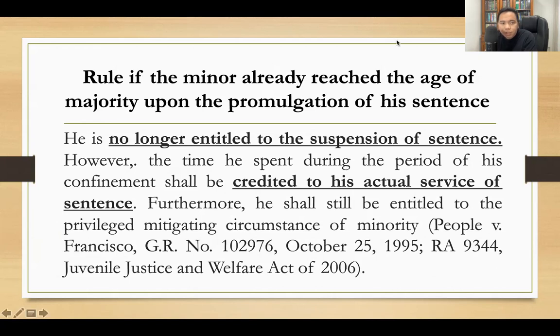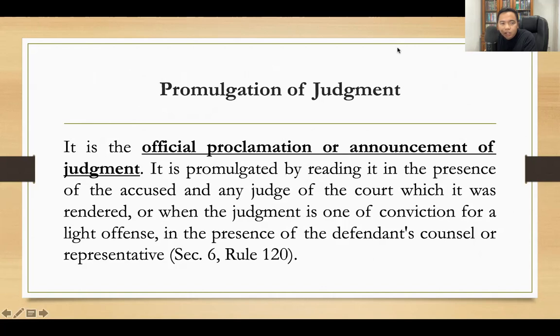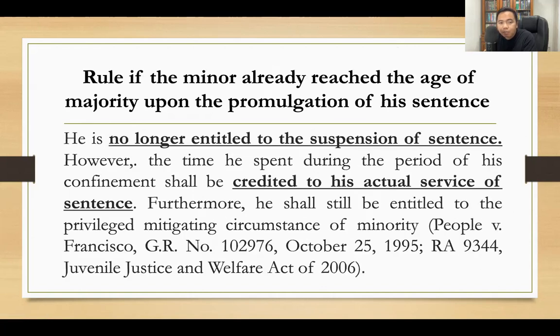If the minor had already reached the age of majority upon promulgation of his sentence, he is no longer entitled to a suspension of sentence, and the time spent during the period of his confinement shall be credited to his actual service of the sentence. Furthermore, he shall still be entitled to the privileged mitigating circumstance of minority, and therefore the penalty will be reduced by one degree lower.